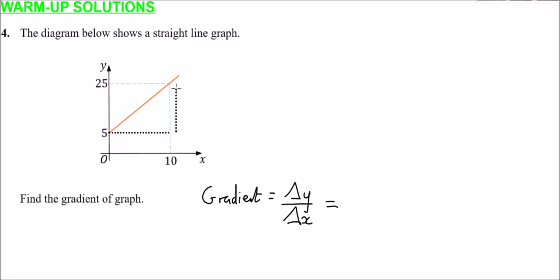Okay, so the change in y here, we're looking at just this bit, from 25 to 5. So 25 minus 5, the change in y is now just 20, because it's not starting from 0. X is starting from 0 though, so the change in X is just simply 10, that's easy. 20 divided by 10, that gives us a gradient of 2.